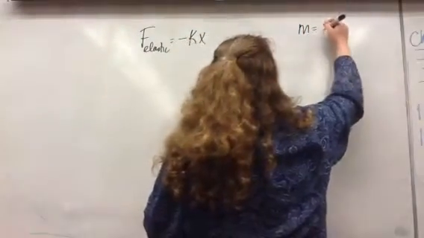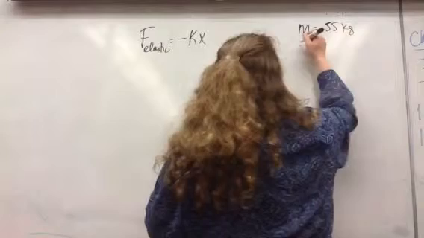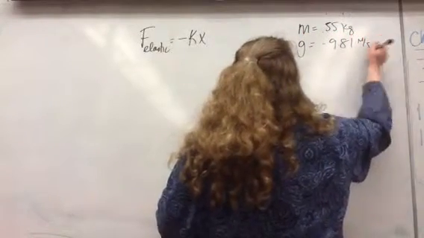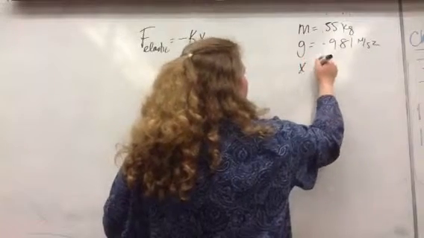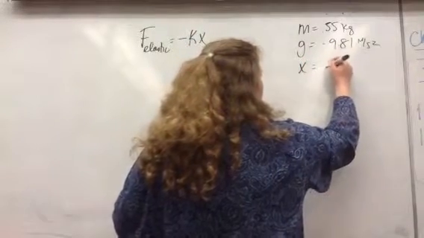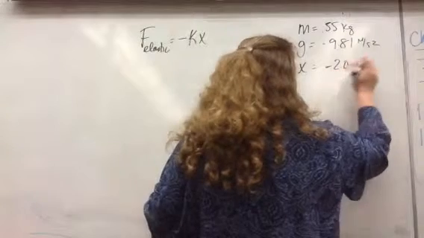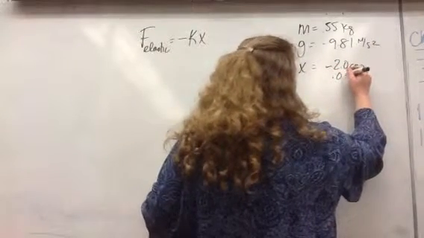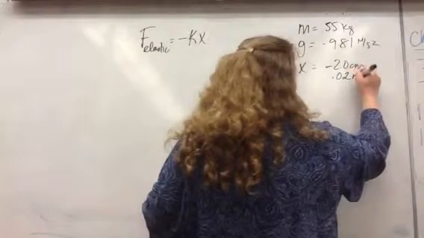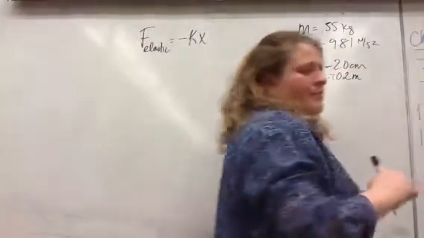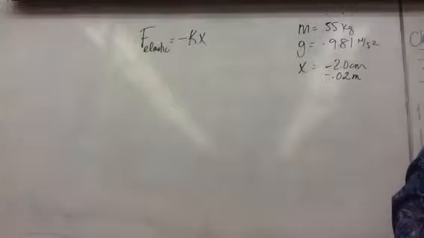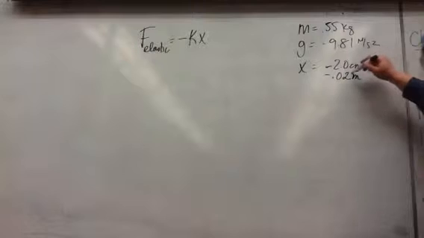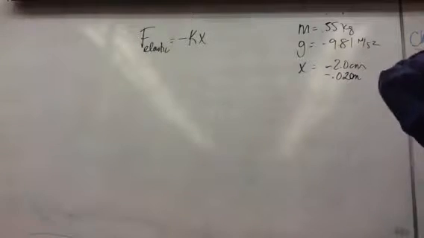So mass equals 0.55 kilograms. We know that gravity is acting on the spring, and we're given X, 2 centimeters, so 0.02 meters. Okay. Negative 0.020 meters. Keep your sig figs honest.